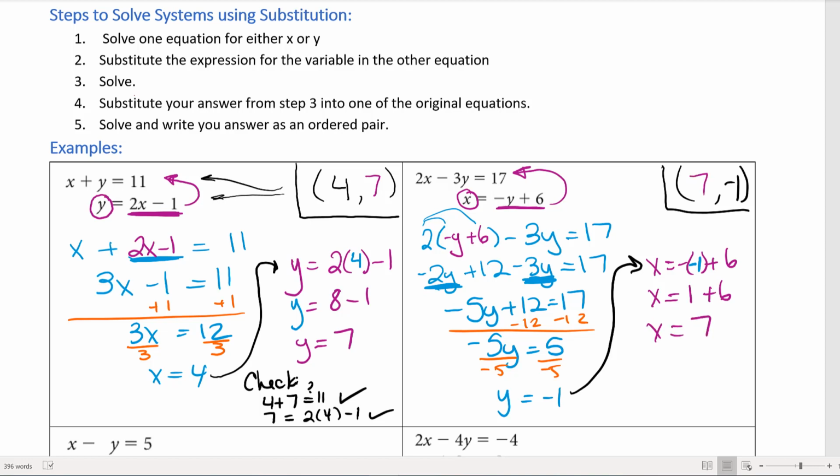If I want to check, which you don't have to, I could take 2 times x, which is 7, minus 3 times y, which is negative 1, and see if that equals 17. Let's see, that's 14 plus 3. Yep, does equal 17. That's correct. And then I would check the other one, x, which is 7, equals negative 1 plus 6, and that's also true. Negative negative 1 is 1, and 1 plus 6 is 7. So both of these check out, and that tells me that I did my problem correctly.